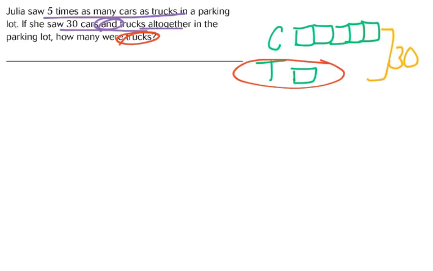So I'm going to start off with circling my trucks so I know what I'm solving for. I don't know anything else, so all of these are n's. I'm going to count my total n's. 1, 2, 3, 4, 5, 6 total n's. So my problem is 6 times n is equal to 30. 6 times what is equal to 30? Well, 6 times 5, so n is equal to 5. I'm going to replace all of my n's with 5's.